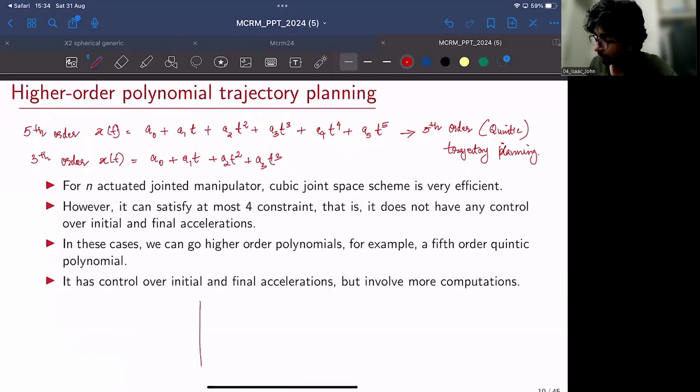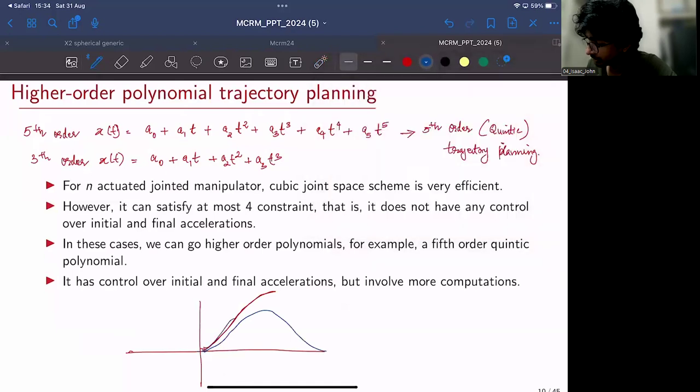But in case of a quintic polynomial, the position is actually a fifth order polynomial like this. Velocity would be a fourth order polynomial like this. And acceleration would be a third order polynomial like this. So even accelerations have 0 acceleration at the beginning and 0 acceleration at the end. But the major advantage is that it may not necessarily have 0 acceleration. That is only a special case.